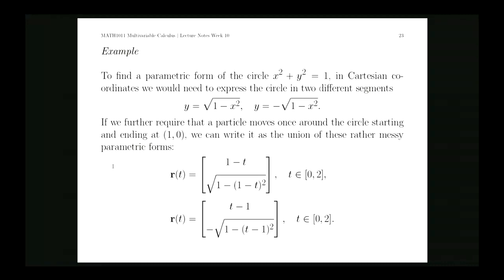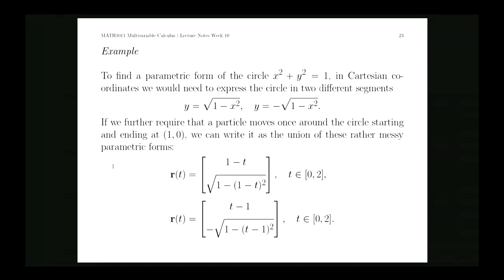The particle moves around the circle once, starting and ending at x equals 1, y equals 0. So when t equals 0, I want it to be at 1, 0, and then I want it to trace around and come back. Now, I could do it that way, but if I'm going to be doing integrals, remember this is not unique.